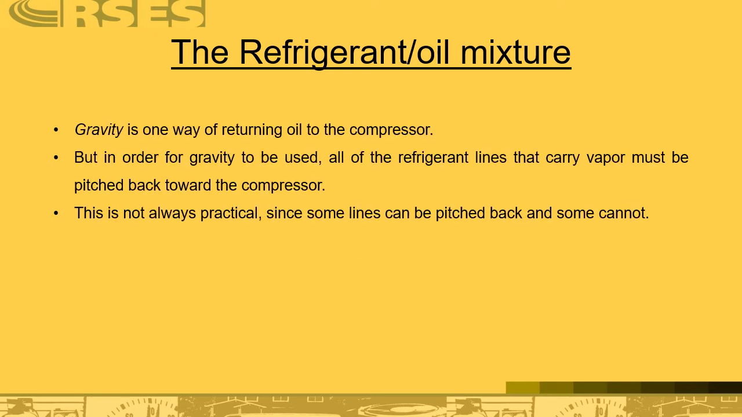Refrigerant oil mixture. Gravity is one way of returning the oil to the compressor, but in order for gravity to be used, the refrigerant lines that carry the vapor must be pitched back towards the compressor. Piping practices must be correct. This is not always practical since some lines can be pitched back and some cannot.